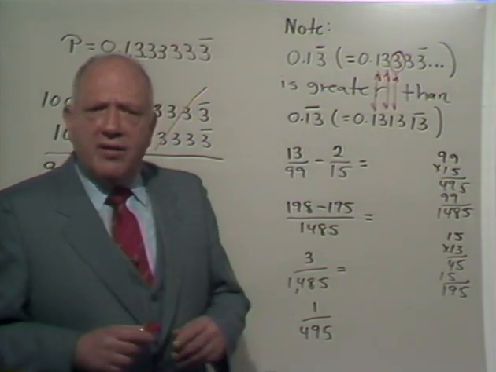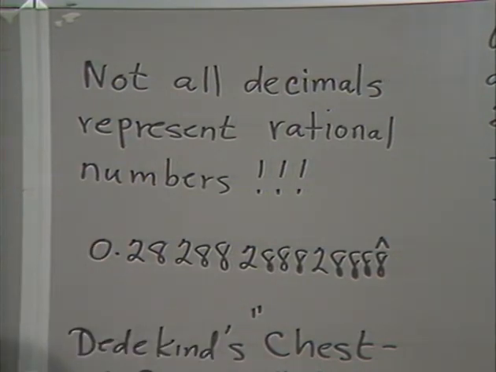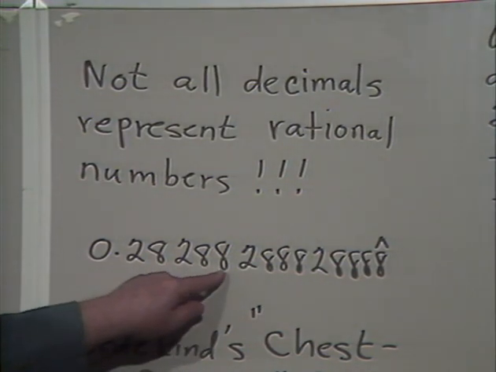What if there is no repeating cycle? Let me give you an example. You see, I say not all decimals represent rational numbers. I'm going to make up a very funny number. I'm going to start with a 28. Then I'm going to add one more 8 to the next cycle.